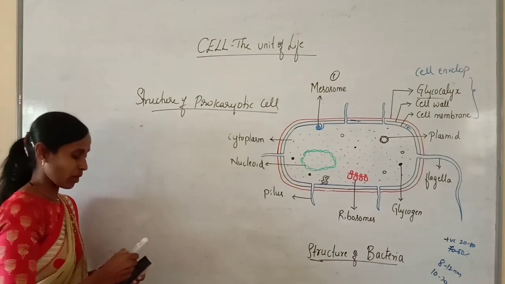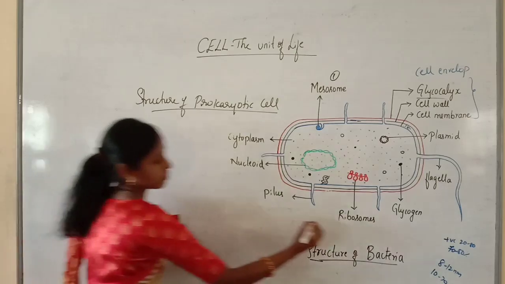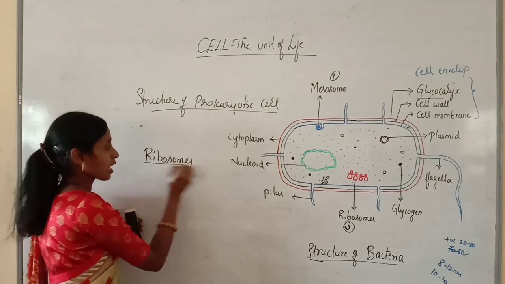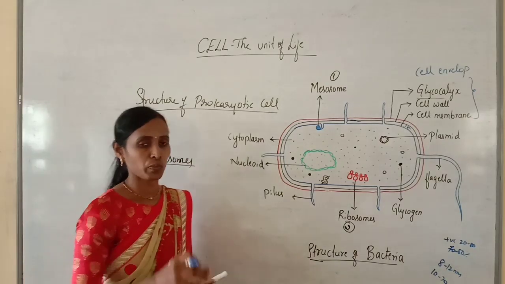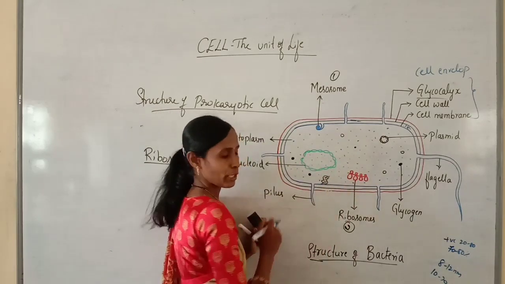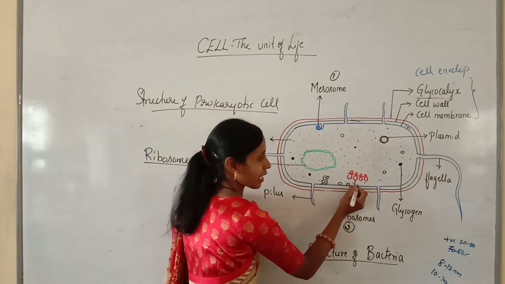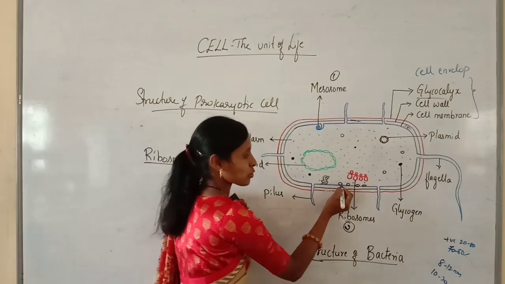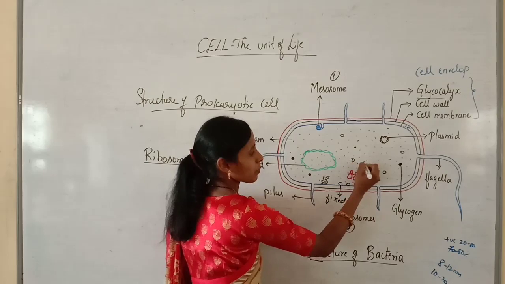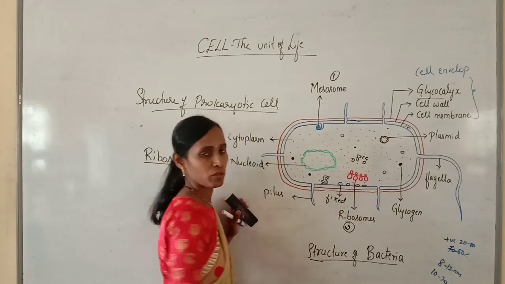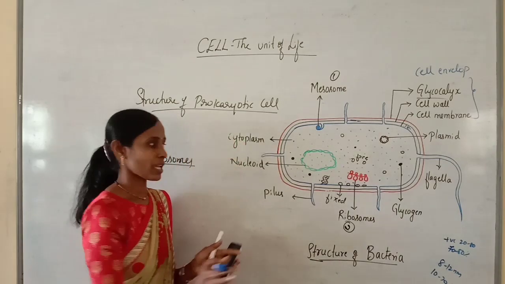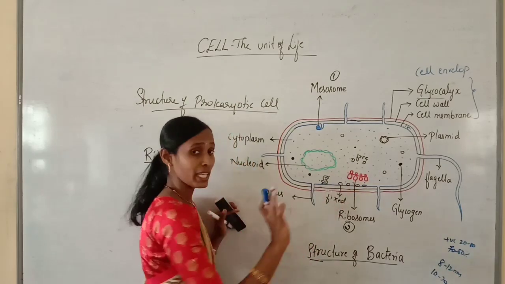Now, ribosomes. These ribosomes are non-membranous structures which are present in the cytoplasm. Sometimes they may be freely present in the cytoplasm. Sometimes these ribosomes may be attached to the plasma membrane. If attached to the plasma membrane, they are called fixed ribosomes. If they are freely present in the cytoplasm, they are free ribosomes.